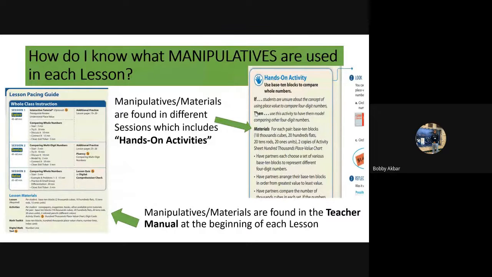Now, how do I know what manipulatives are used in each of the lessons? Let's start here on the left-hand side. In your teacher manuals, where it says lesson materials, it tells you the exact materials that the students would need. Down at the bottom left, your lesson pacing guide tells you exactly the activities and the manipulatives that are needed for your students to be successful in completing that particular activity. It tells you the digital tools, which connect to the physical tools that the students can utilize during particular parts of the lesson.